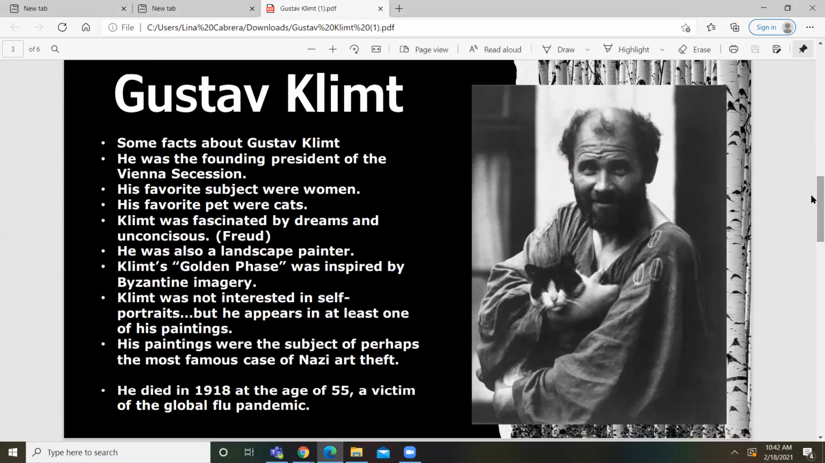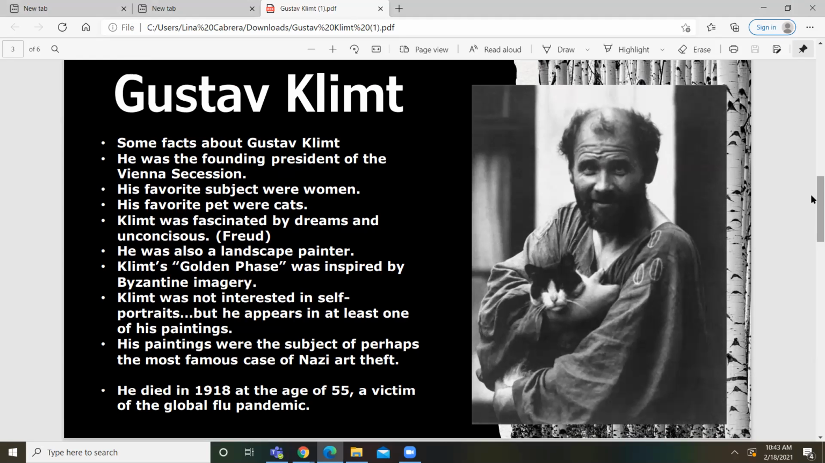Here are some facts about Gustav Klimt. He was the founding president of the Vienna Secession, which is breaking away from traditional art that was done during that time. We made the comparison of Renaissance art, and he's doing something new. His favorite subjects were women, so he had a tendency of painting women. But we did also talk about him being commissioned to paint women, meaning that there were rich families who paid him to do a portrait of their wife, or maybe their daughter. So in addition to him wanting to do paintings of women, he also had that as a job.